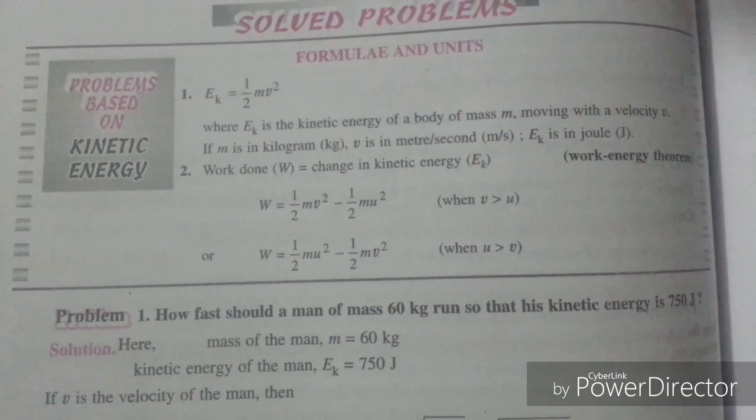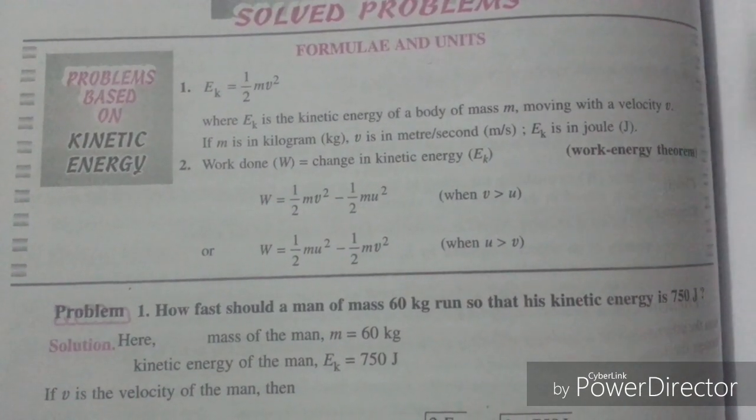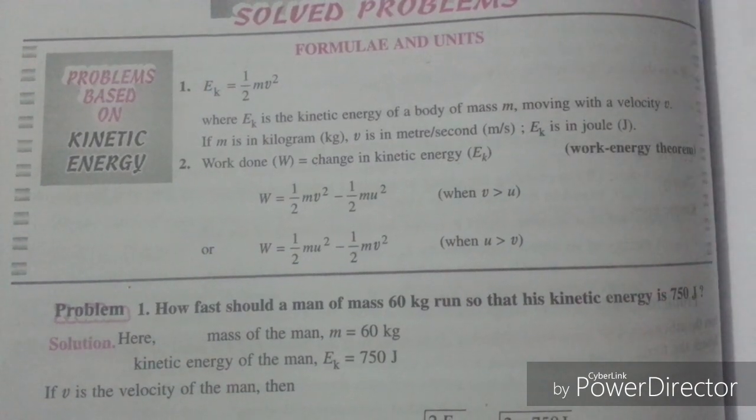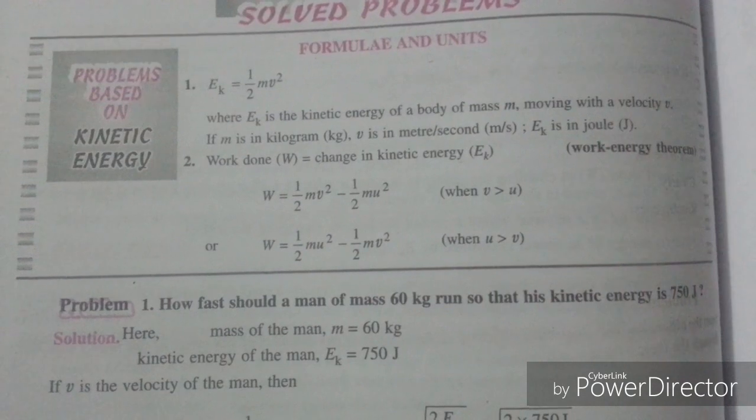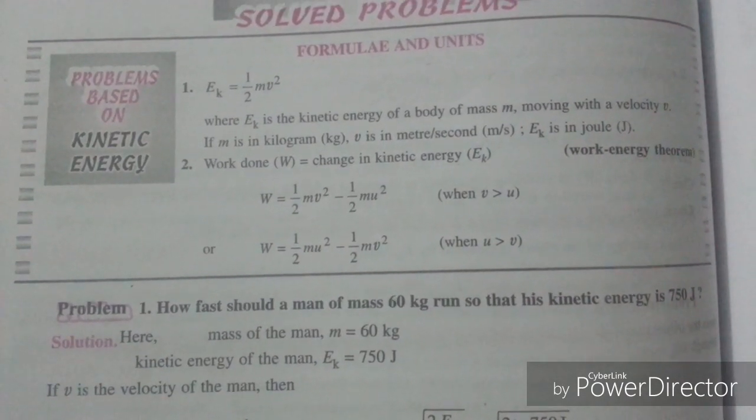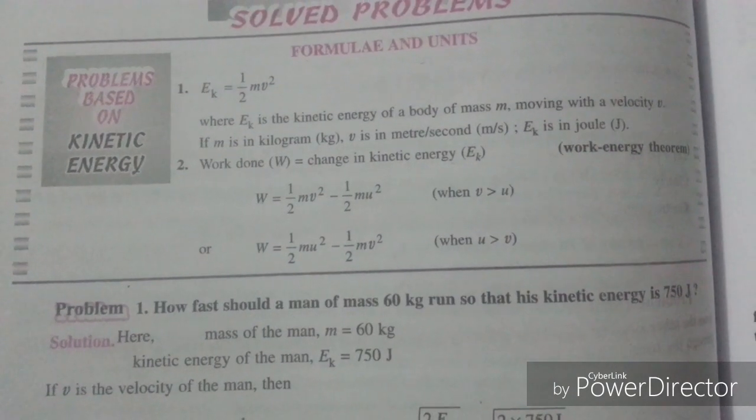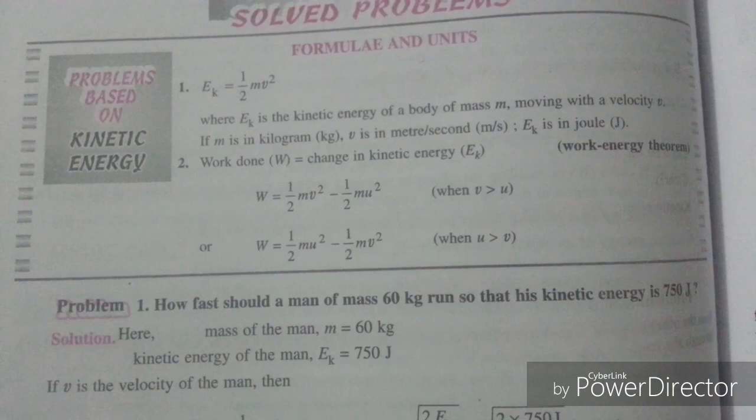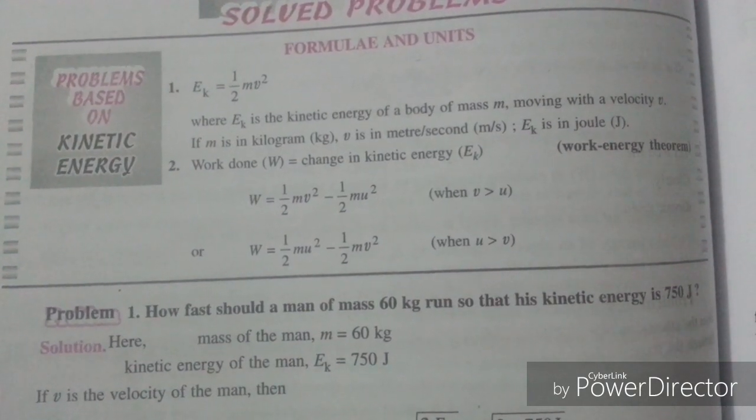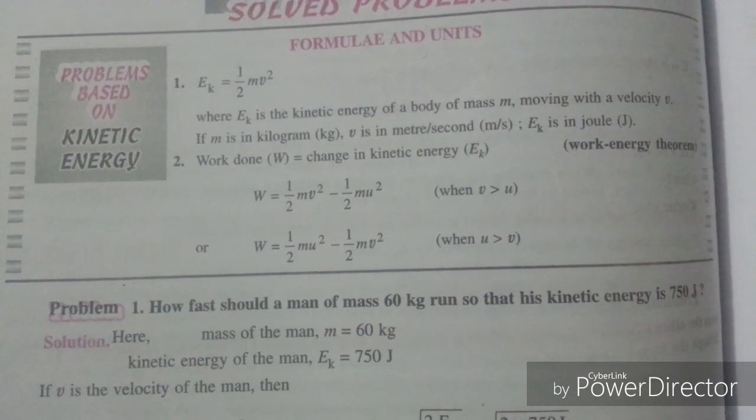The formula for finding kinetic energy is half mv square, where kinetic energy is denoted by E, with subscript K. It is the kinetic energy of a body of mass m moving with a velocity v. If m is in kilogram, v is in meter per second, E subscript k is in joule.